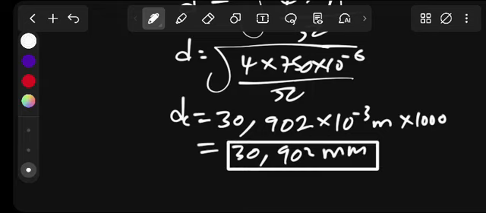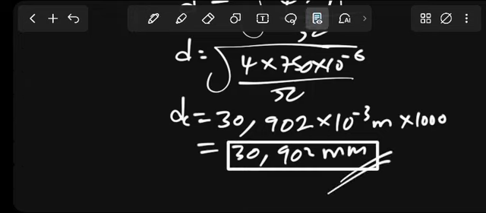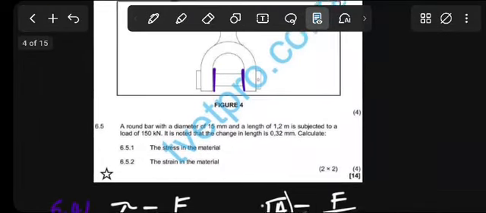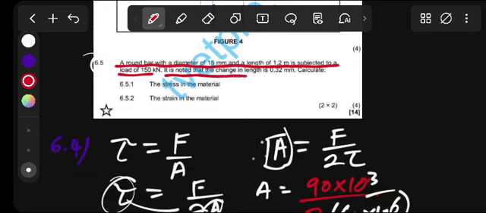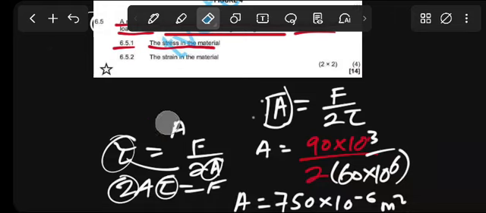So this is what we have so far. That is our diameter. We're done. Let's check now. 6.5 says a round bar with a diameter of 15 millimeter and a length of 1.2 meter is subjected to a load of 150 kilonewton. If noted that the change in length is 0.32 millimeter, 6.5.1: calculate the stress in the material.